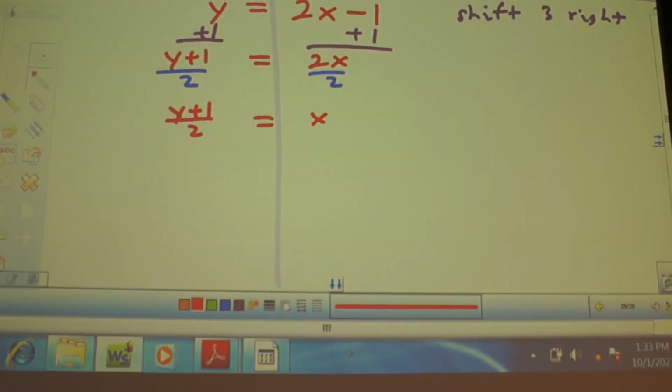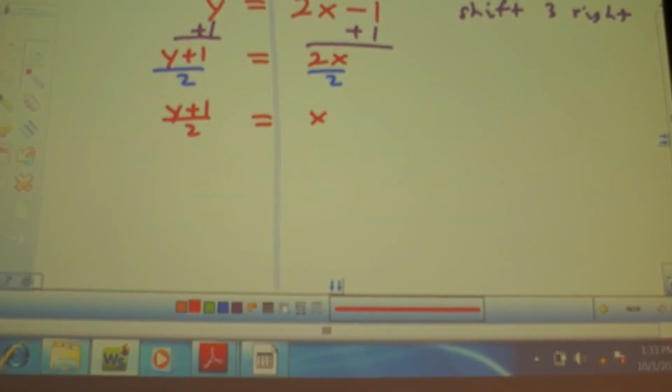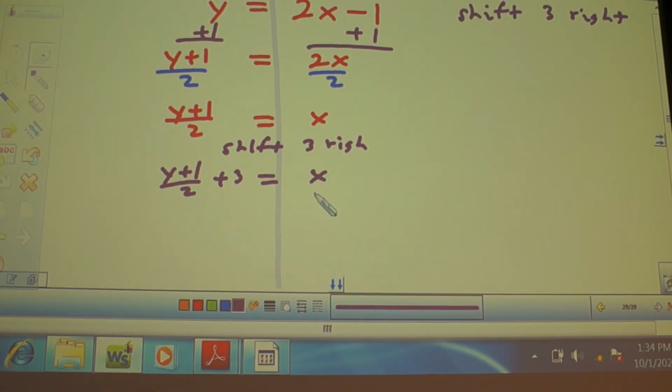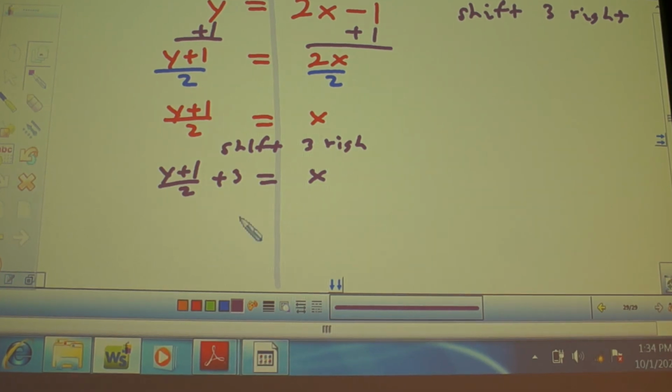Okay, I want to shift 3 to the right. I just make x 3 bigger. So then I'm going to do my shift. 3 right. This becomes y plus 1 over 2 plus 3. Shift 3 to the right. Everybody okay with that part? That will do it. But now I need to solve back for y, because that's what we need to be in. So how do I do that? First I need to subtract 3 from both sides. Right?